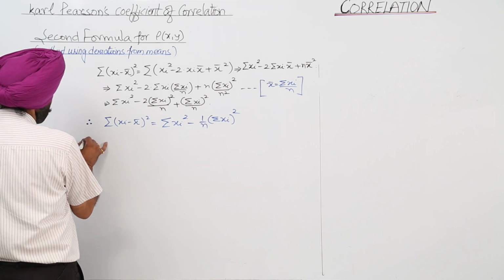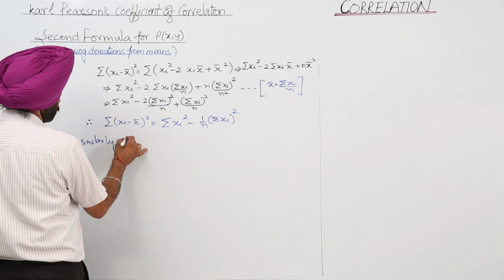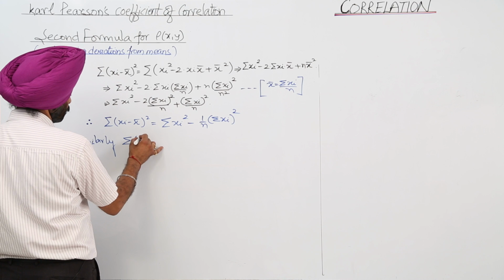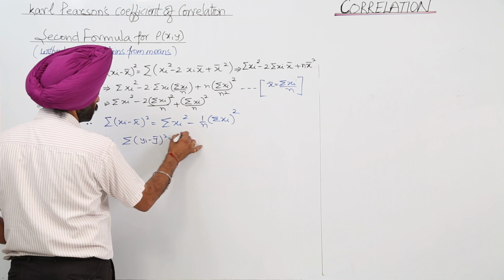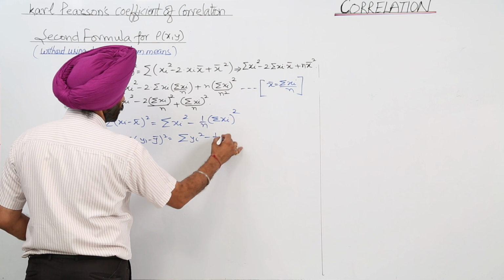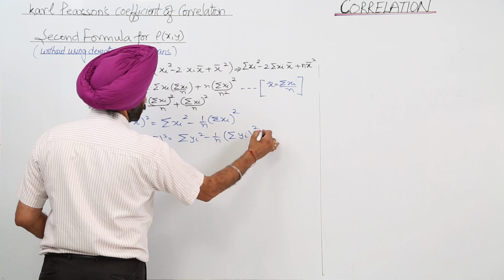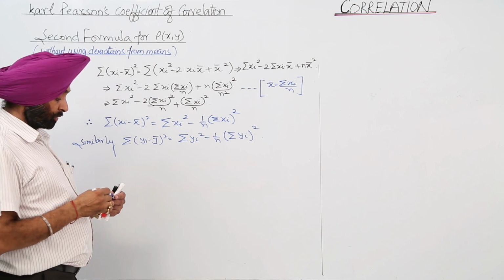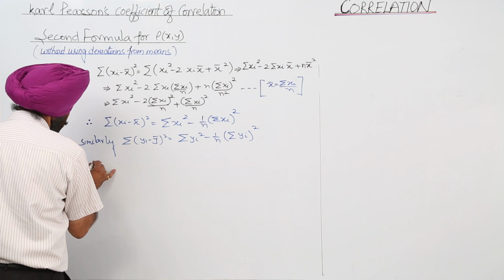Similarly, summation of (yi minus y mean) whole square is summation yi whole square minus 1 upon n times (summation yi) whole square. Now one more term we are going to derive.